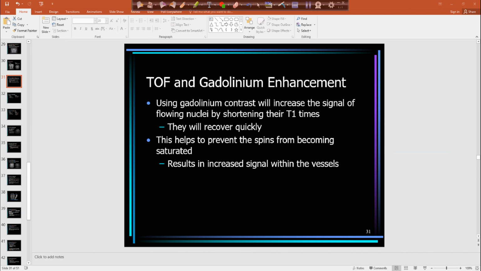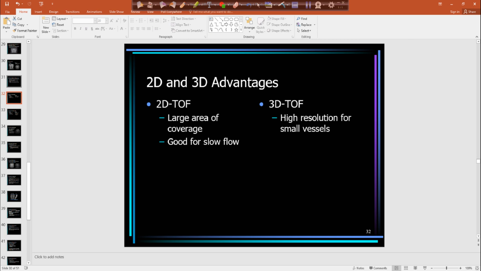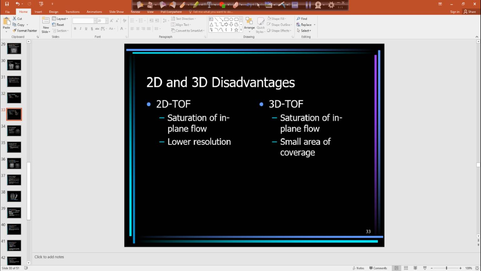So this is just saying gadolinium further increases the signal within the vessel. So here are just your 2D and 3D advantages. 2D, larger area, good for slow flow. 3D, very high resolution. It's great for visualizing our smaller vessels, like in our circle of Willis. Disadvantages, 2D, we get saturation of in-plane flow. In-plane, remember, most of the time we're imaging flow that's perpendicular. In-plane means that our flow is parallel to the slice. So on a 2D, we really can't image in-plane flow.